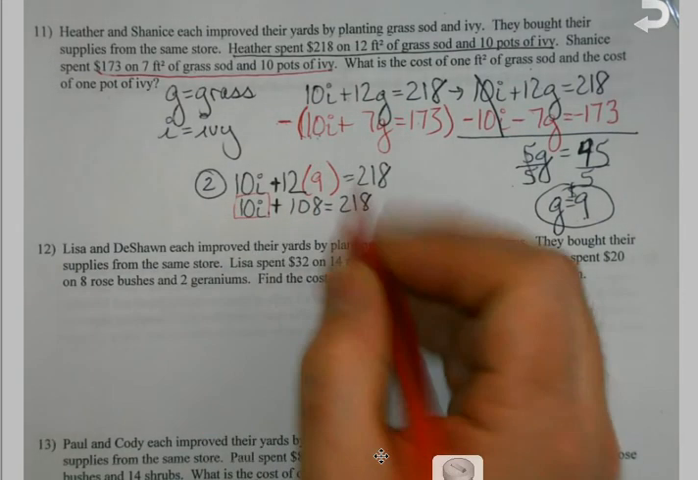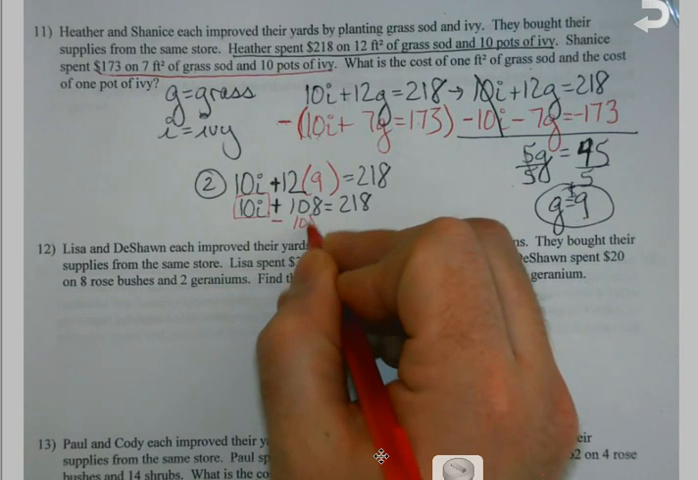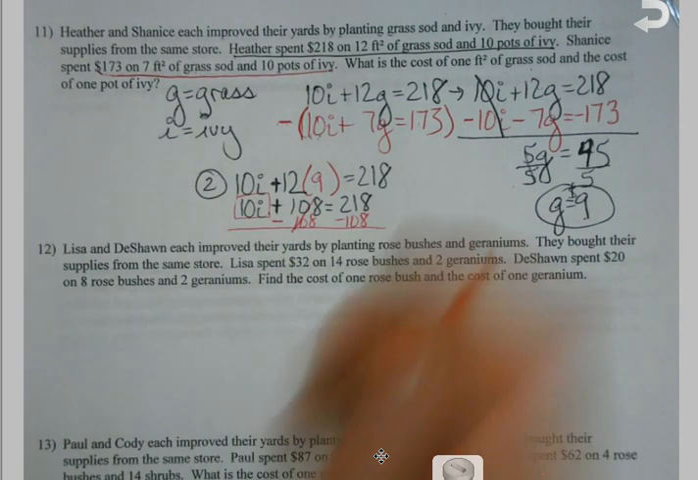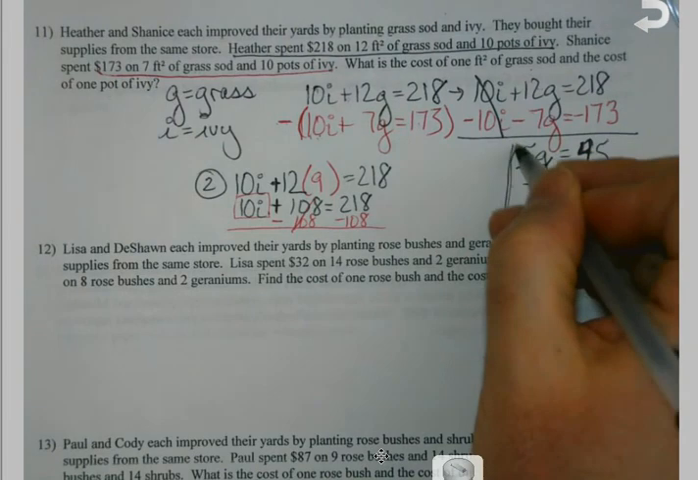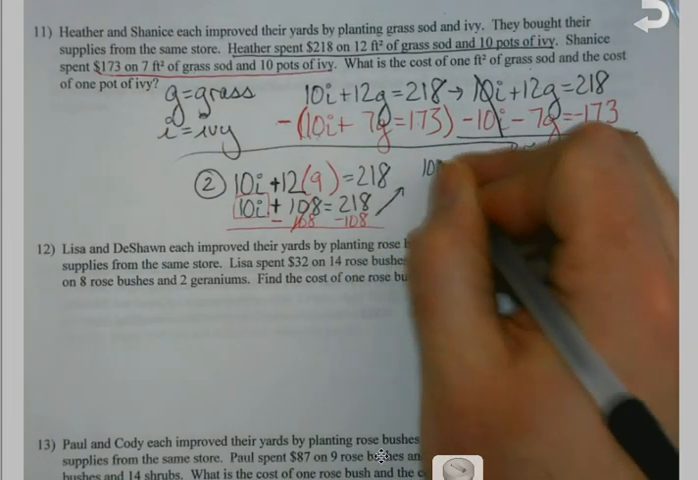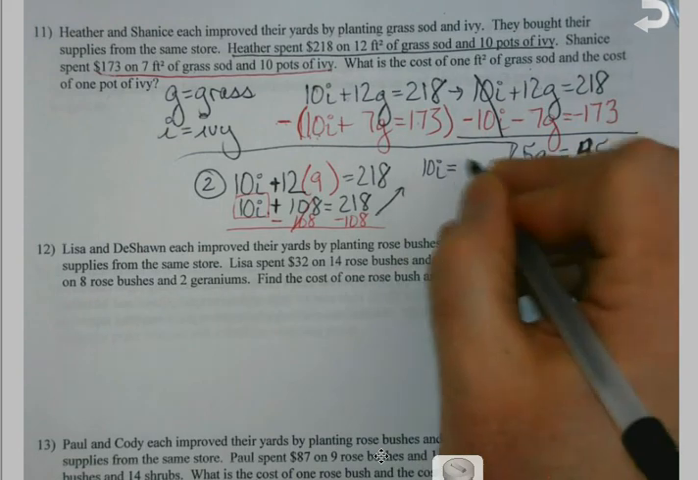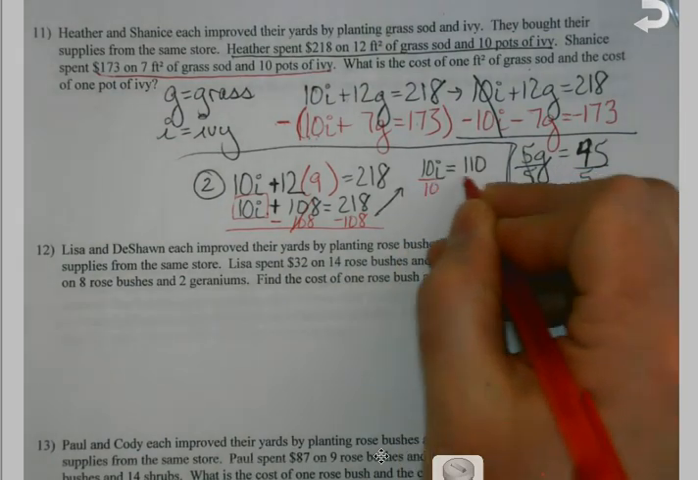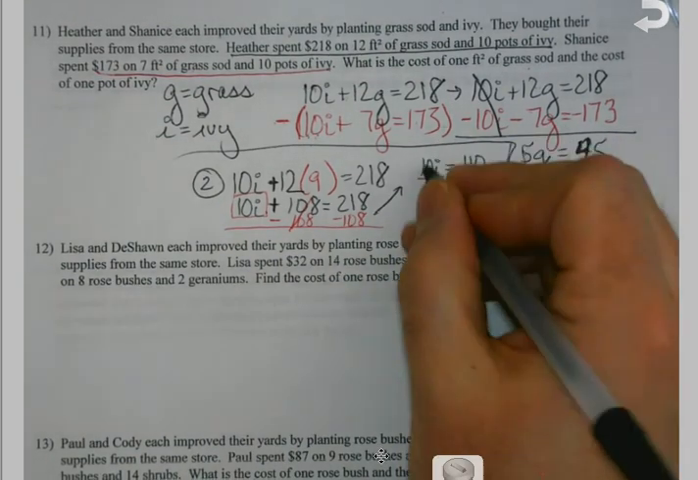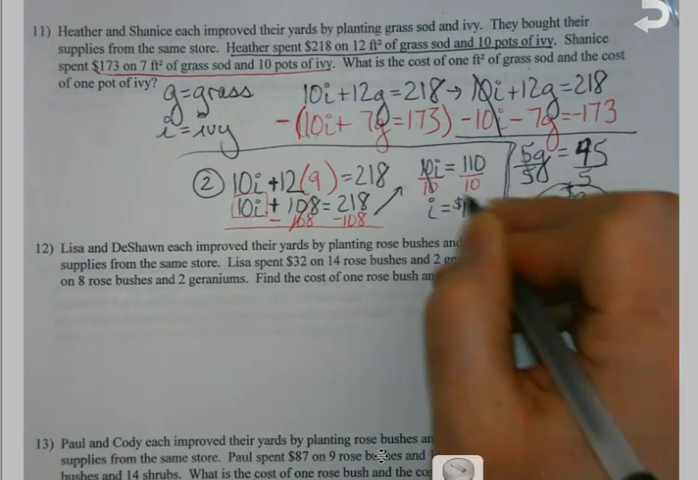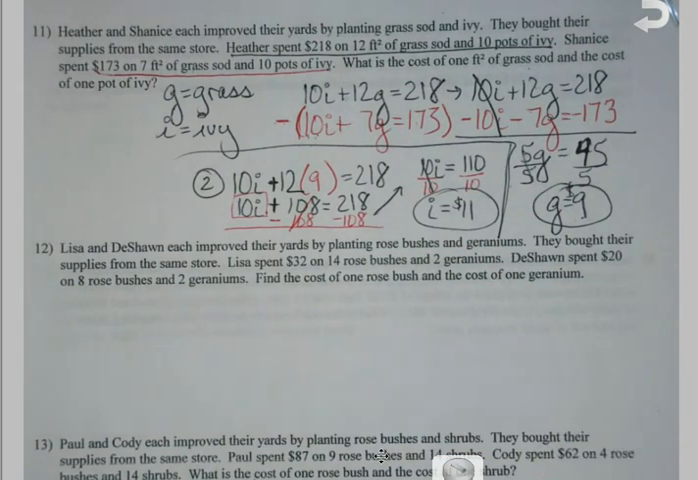So I want to get I by itself. So I minus what's with it there. And I should have moved this over further because now I'm really going to be pressing it here. All right. Let's come up here. 10I. 218 minus 108 is 110. So see, even I got to be careful. I do some silly stuff. And the ivy's going to cost $11 a pot.